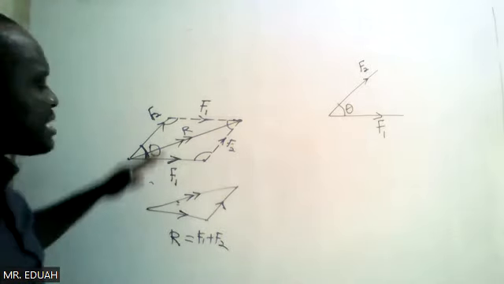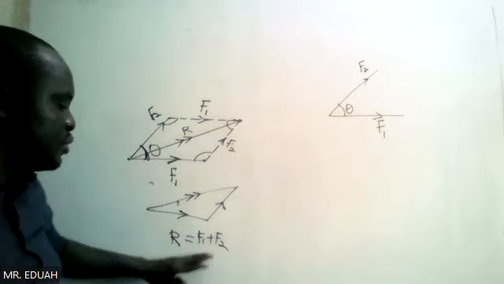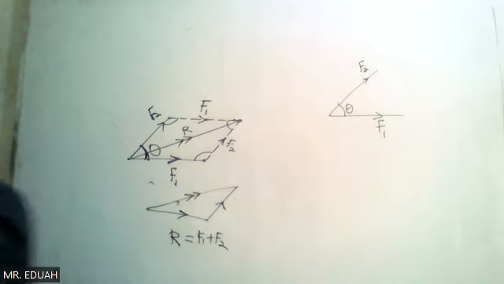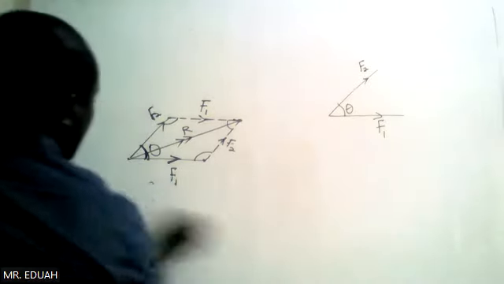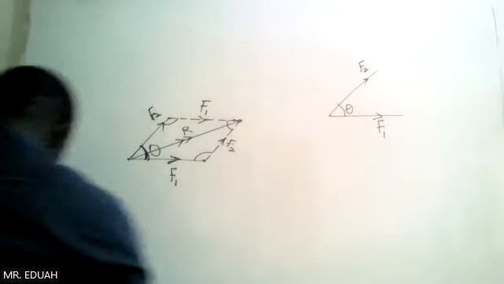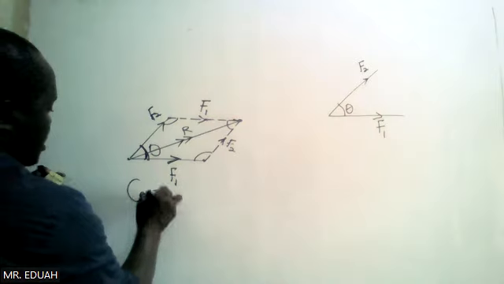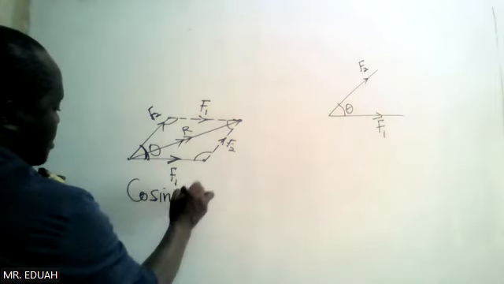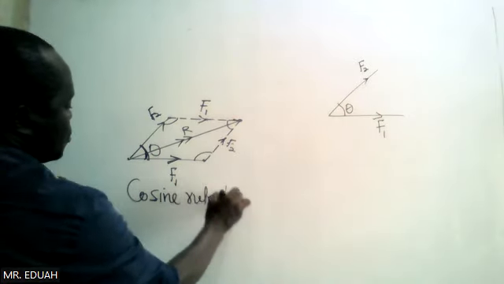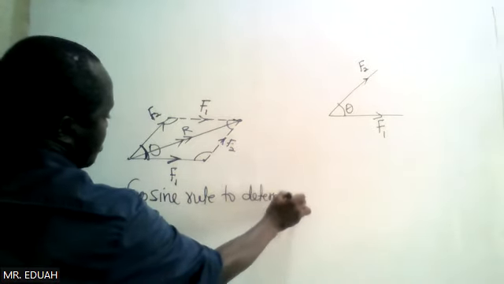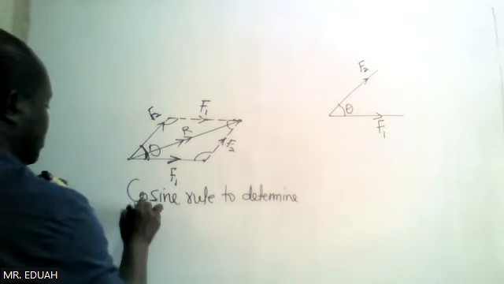Because it's not drawn to scale, we can't use this to find the resultant. We have to use a formula. And this formula we are going to use is the cosine rule, to determine the resultant.